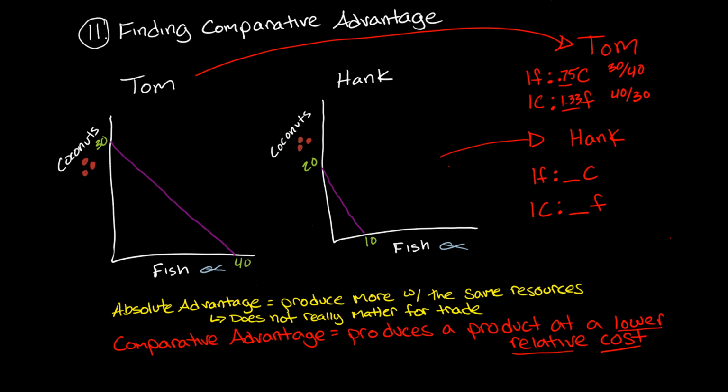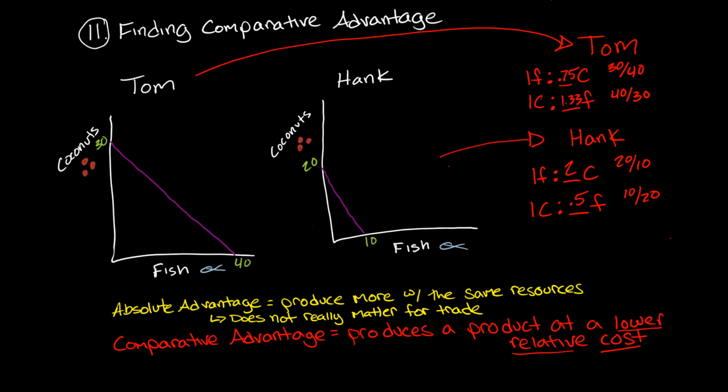We're going to do the same thing over here for Hank, and then we're going to be able to compare the relative costs of each other. So skipping over the math here for you, we see that for Hank, one fish costs him 2 coconuts and one coconut costs him half a fish. Now, the students are probably going to be surprised by what happens here. Because Hank is so bad at fishing, gathering coconuts doesn't actually cost him all that much in the way of fish. Now that we have these relative ratios, all we have to do is compare each one to figure out who produces a product at a lower cost.